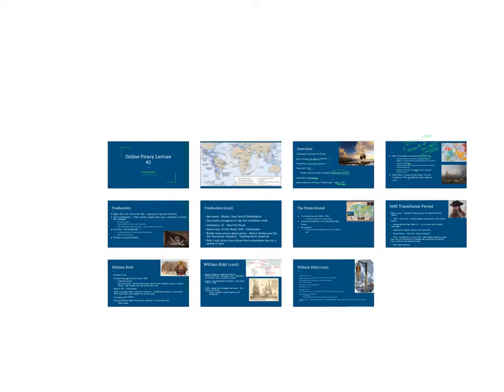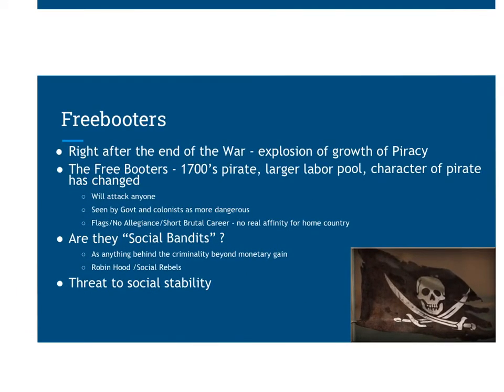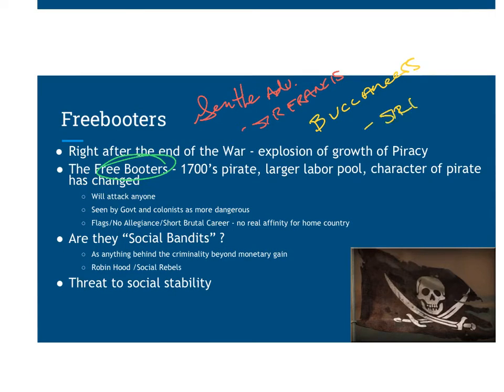And so now we're going to go back and talk about this notion of what a freebooter is, right? Right after the War of Spanish Succession, there's this explosion in the growth of piracy, and we're going to call these guys the freebooters. Now, our first group, remember, were the gentlemen pirates, or gentlemen adventurers, and that's Sir Francis Drake. Our second group were the Buccaneers, and that's old Sir Henry Morgan.